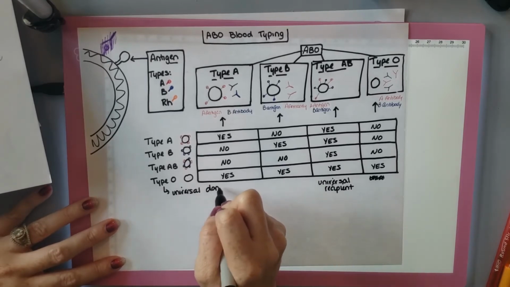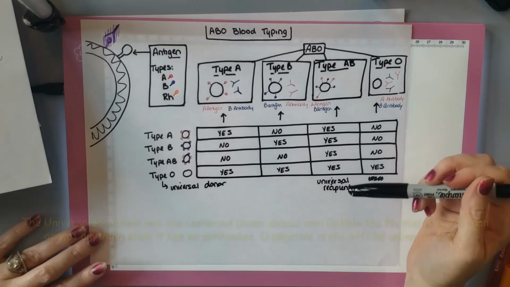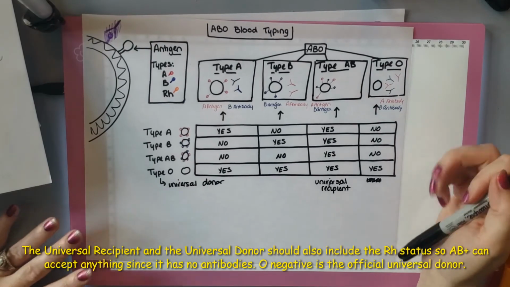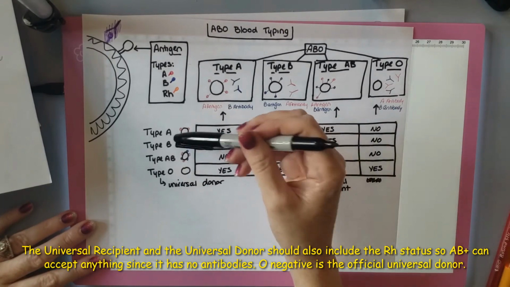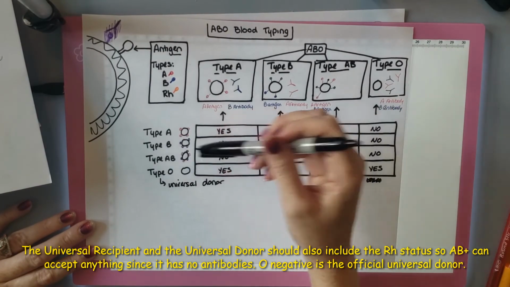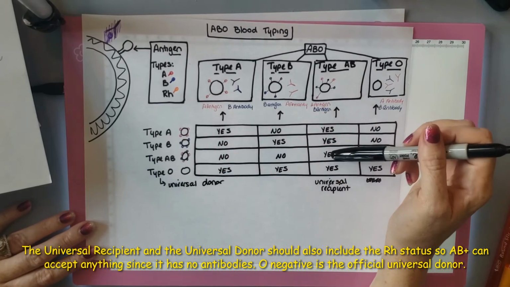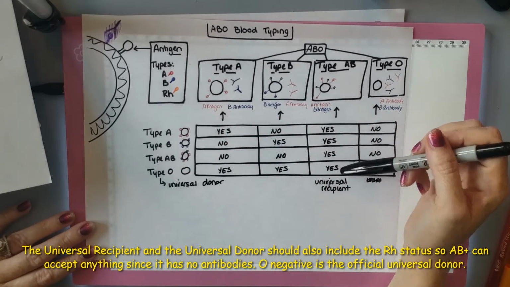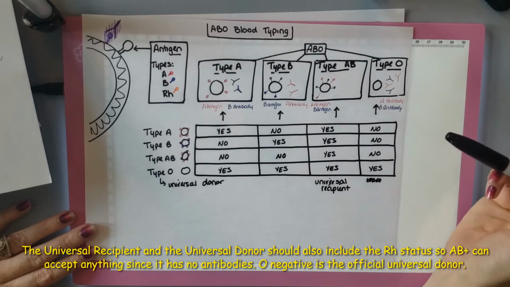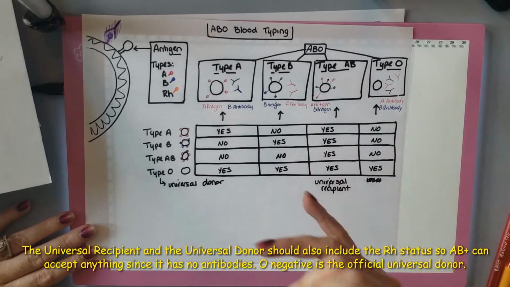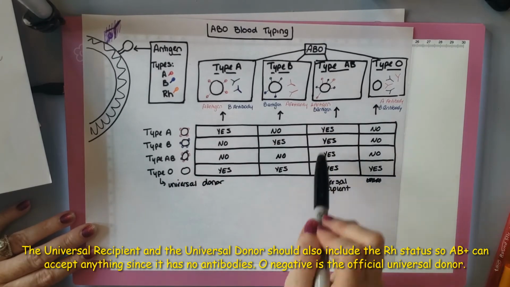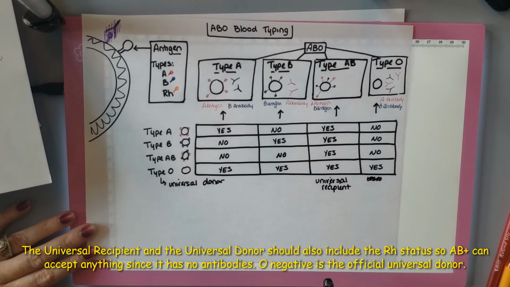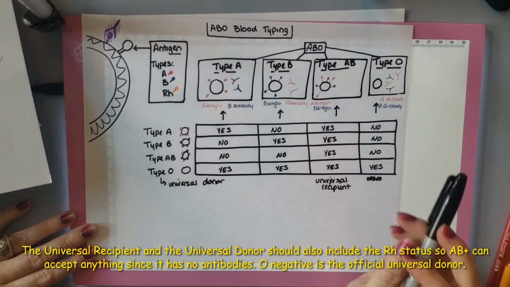So when I say universal recipient, I mean you can accept blood from every type. So someone who's AB can accept blood that's A, can accept blood that's B, can accept blood that's AB, and can accept blood that's O. Someone that is a universal donor can give blood to everyone. So type O can give it to A, can give it to B, can give it to AB, and can give it to O. So the universal donor is type O, the universal recipient is type AB.